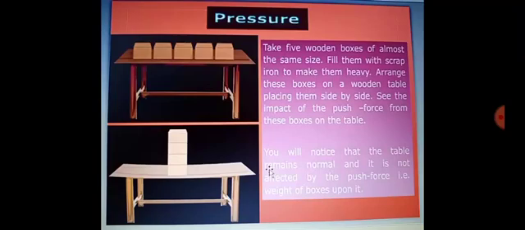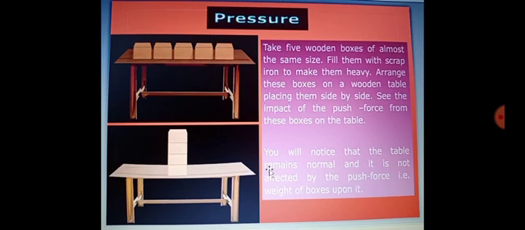Good morning, students. In the last class, we had learned about force. What is force? The types of forces and the effect of forces. Today, we are going to learn about pressure.